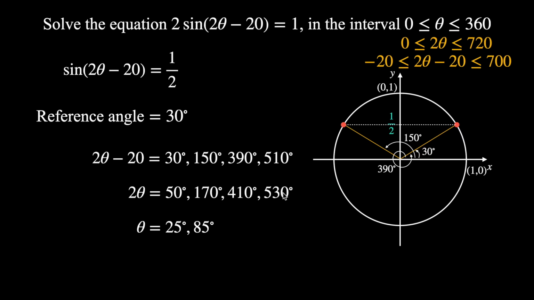And then divide by 2. That's 205 and 265. And you can see they're within our original interval for theta. Okay, and that is our final answer for theta: 25, 85, 205 and 265.